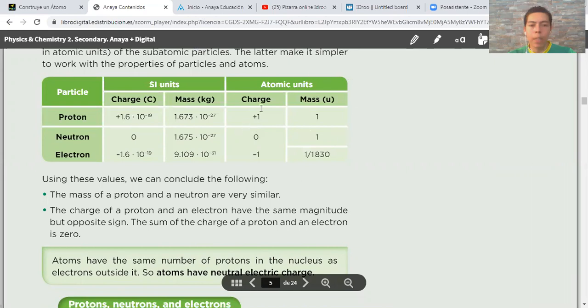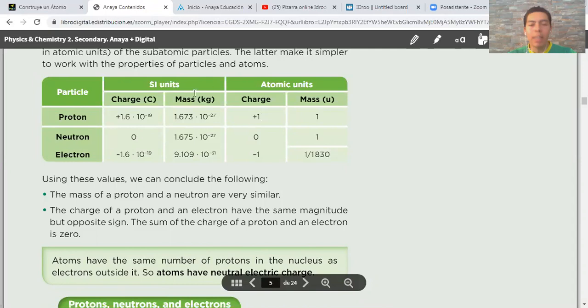So paying attention just to the atomic unit, you're going to find out that in the case of protons, the electric charge is going to be represented by a positive number 1 because the charge is positive. The charge of a neutron is going to be represented by a number 0 because its electrical charge is neutral. And in the case of electrons, the electric charge is going to be represented by a negative number 1 because the charge of an electron is negative.